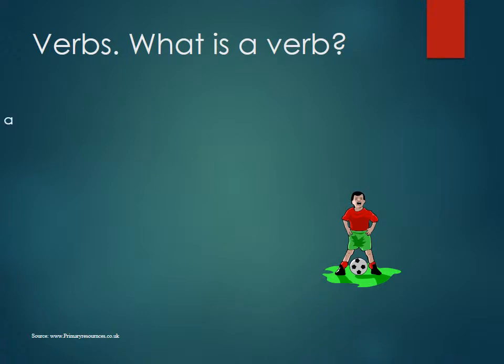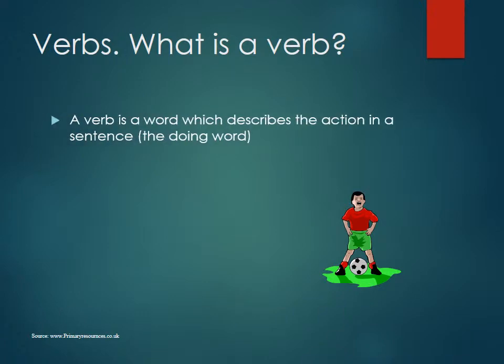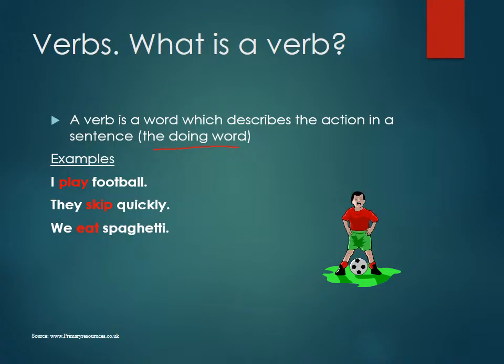So what is a verb? Basically, a verb is a word that describes the action in a sentence. It's the doing part of the sentence. So here are some examples. I play football. It's a physical action to play something. They skip quickly. Again, skipping is a physical action. We eat spaghetti. Again, eating is something that you can physically do.